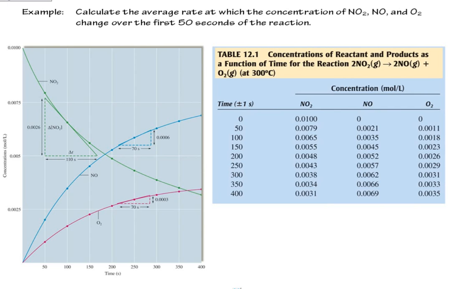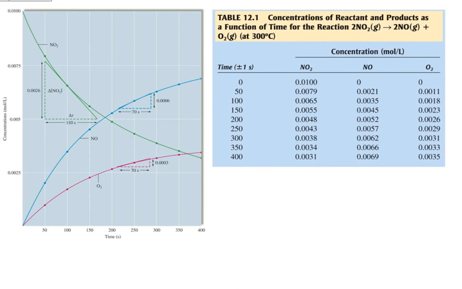So we've got both graphical data, which is fabulous, and they've got this cute little data table for us. So let me refresh my memory. The reaction's up on top. Here it is. And oxygen's kind of hanging out down there. 2 nitrogen dioxide decomposed to form 2 nitrogen monoxide and oxygen gas.